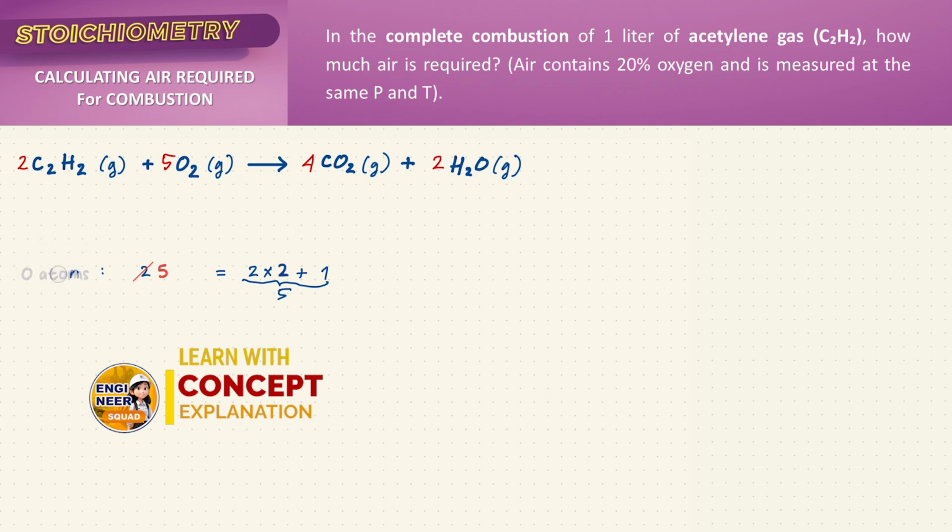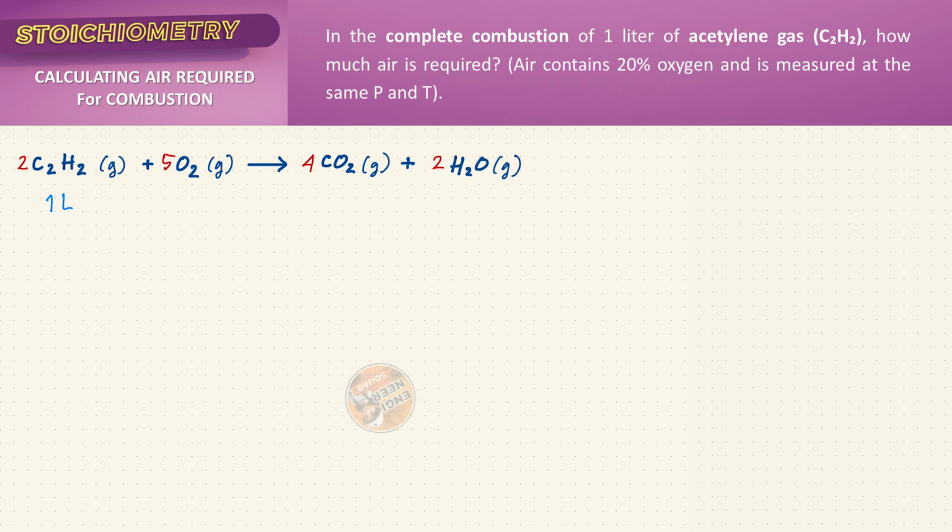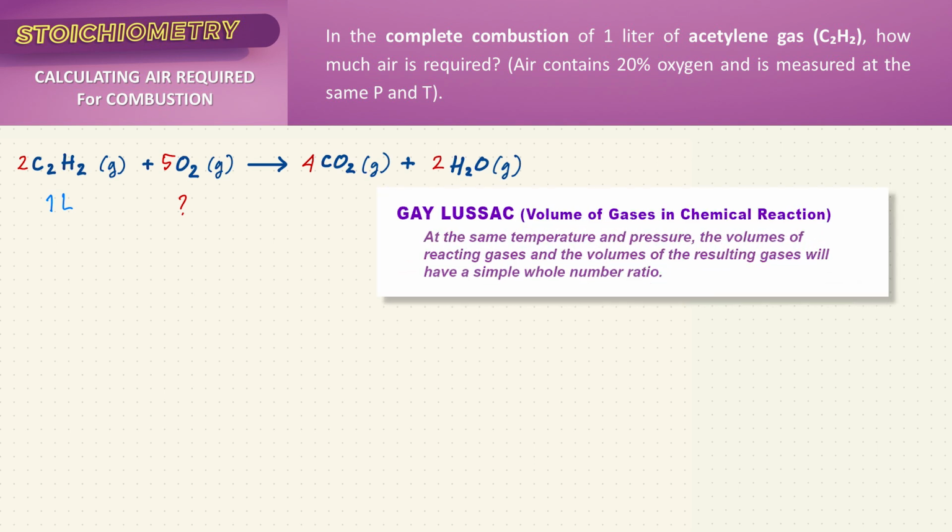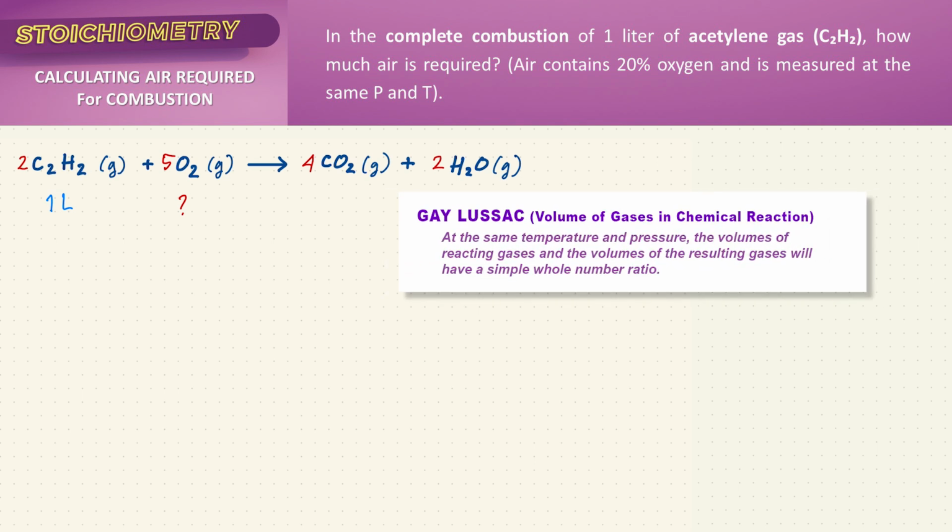Next, we write down the volume given in the problem. The volume of acetylene is 1 liter. Meanwhile, the volume of oxygen is unknown. We can find the volume of oxygen by recalling the law of volume ratios. According to Gay-Lussac, the volumes of reacting gases and the volumes of the resulting gases are proportional to their reaction coefficients. Thus, the ratio of the volume of C₂H₂ to the volume of oxygen is 2 to 5.